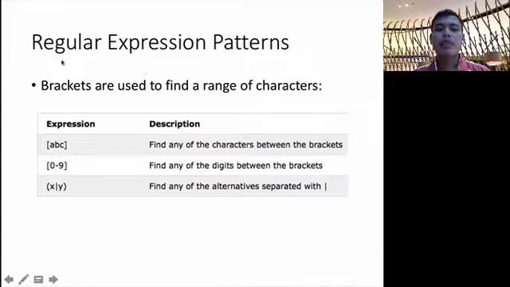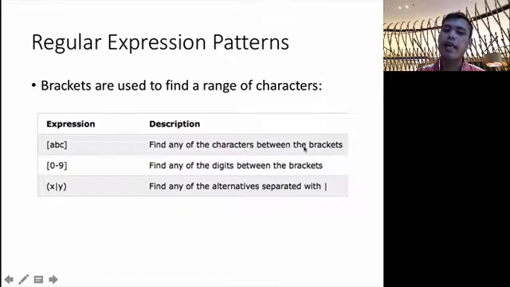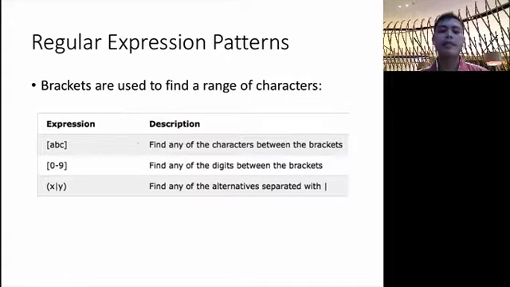Other items can include brackets, which are used to find a range of characters. So here you can see, for example, the bracket ABC means find any of the characters between the brackets, so either A, B, or C. It can go from small letter a until z, and then capital A until Z, and other items. Also, the bracket 0 to 9 means find any digits between the brackets. So basically, that's all digits, 0 until 9.